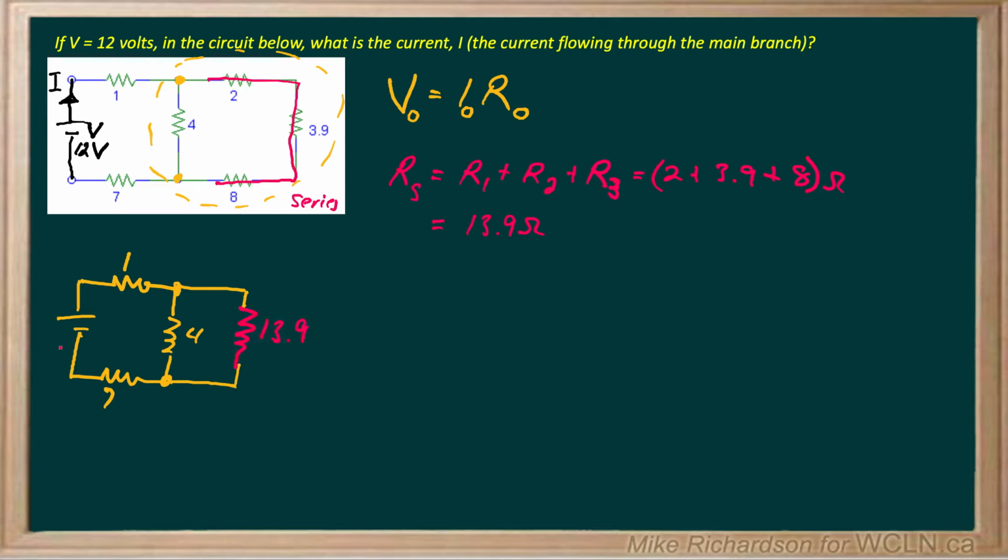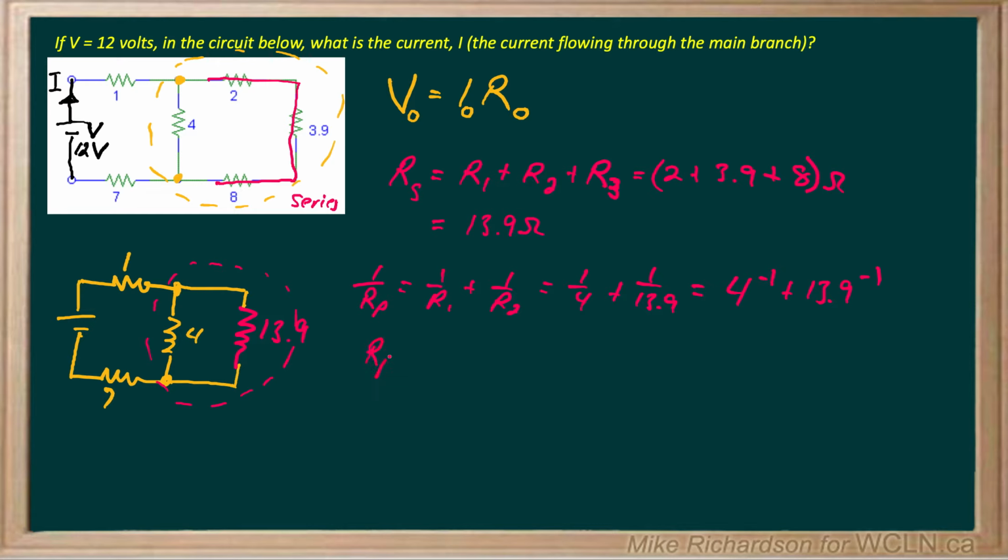Now again, I like to start as far away from the battery as possible, so I'll look at those two. The 4 and the 13.9 are in parallel. And we know our formula for parallel. 1 over R parallel is 1 over R1 plus 1 over R2. So that's going to be 1 over 4 plus 1 over 13.9, which, if you've been following the previous videos, I write as 4 to the minus 1 plus 13.9 to the minus 1, and use that x to the minus 1 button on my calculator. Now don't forget, once you hit equals, you have to flip it one last time.